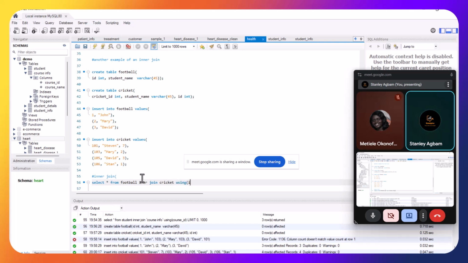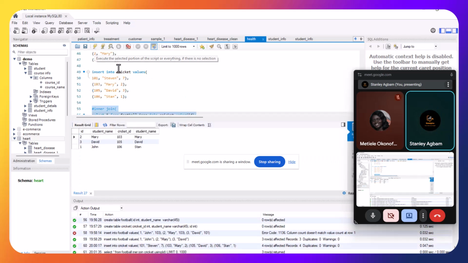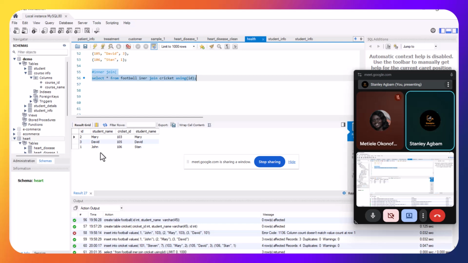Then when you run this code, as you can see, Mary, David, and John. So have you understood the practical concept of inner join as well as the code of inner join? Yes, I get it now. Thank you very much.